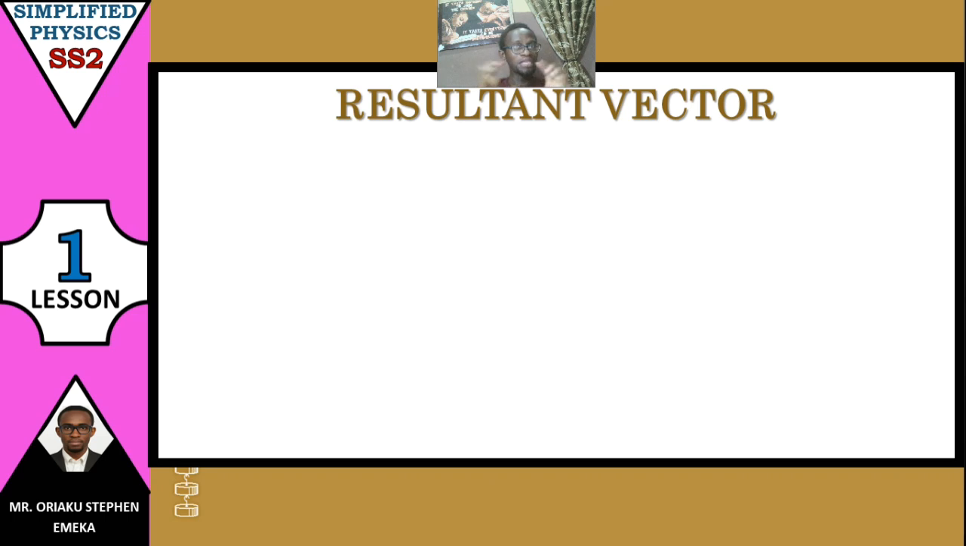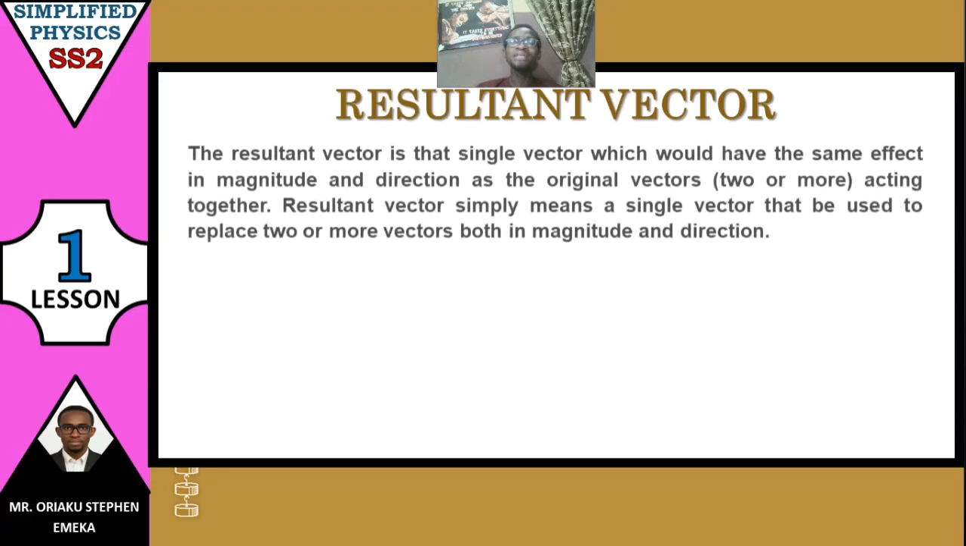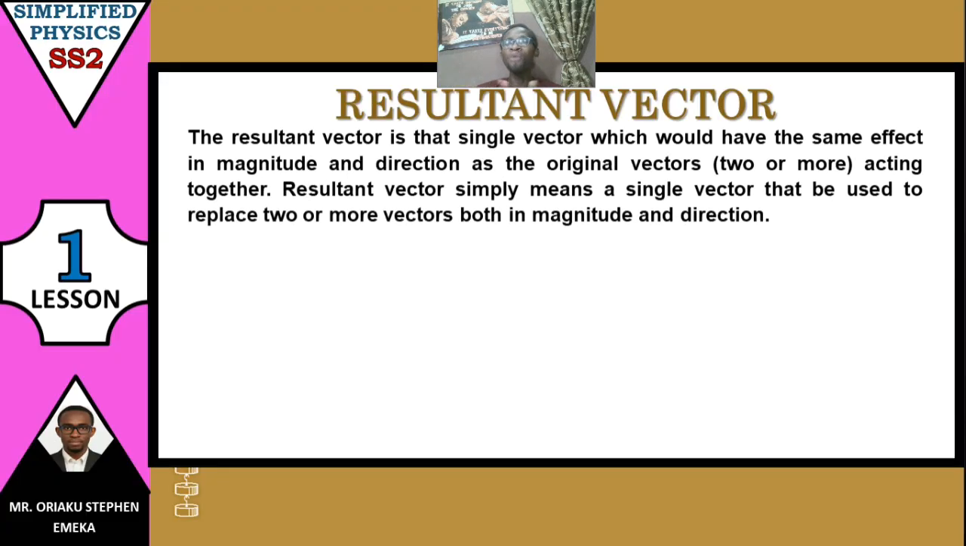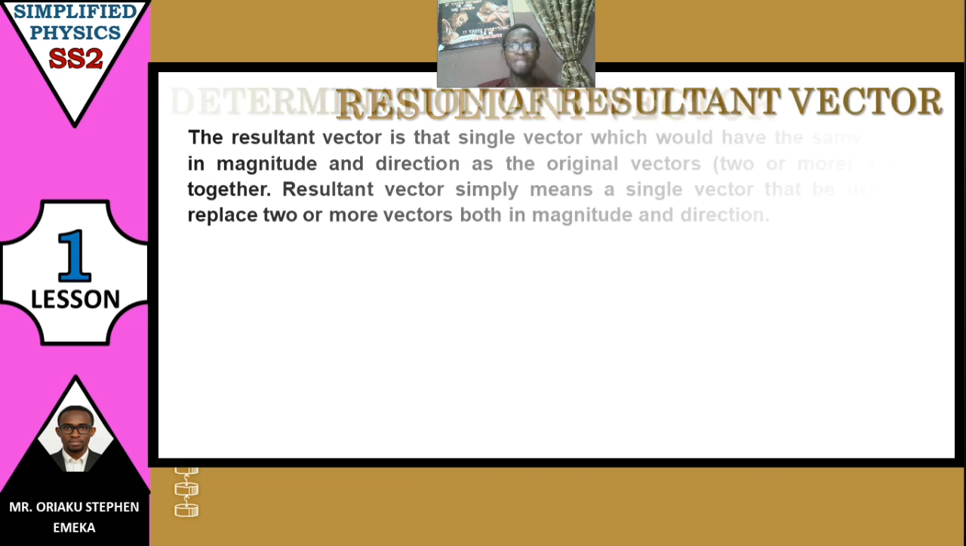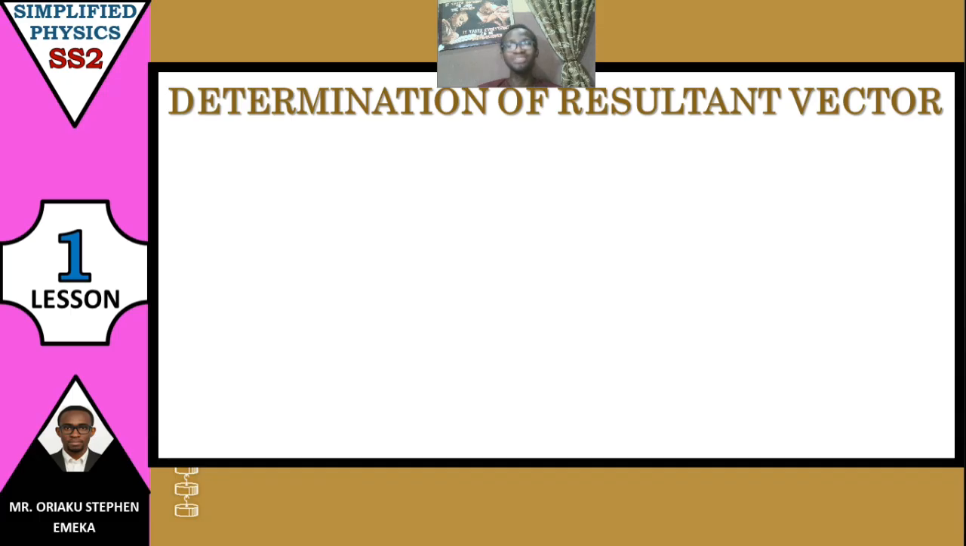Now let's talk about resultant vector. Now look at the word resultant, result of an ant. Resultant vector means, what is the result of this vector? Now this occurs when we have two or more vectors acting together. So resultant vector is that single vector that has the same effect both in the magnitude and direction as two or more other vectors acting together. So resultant vector means a single vector that can replace the effect of two or more other vectors both in magnitude and direction.